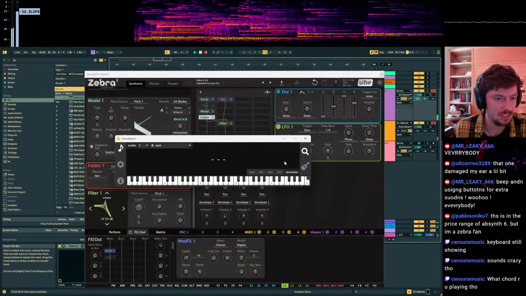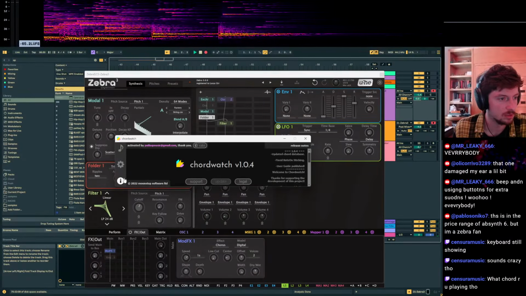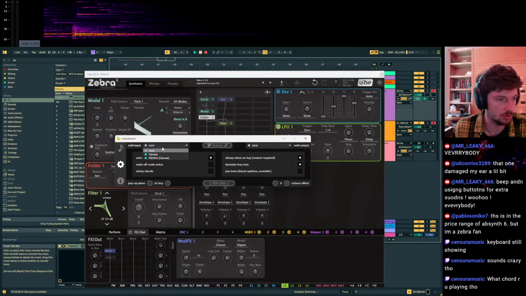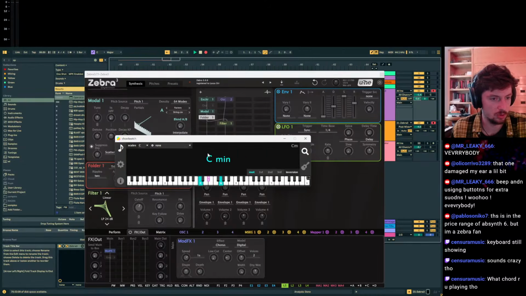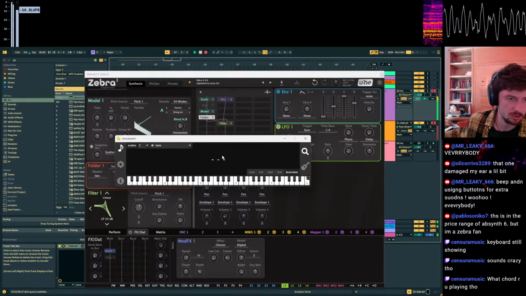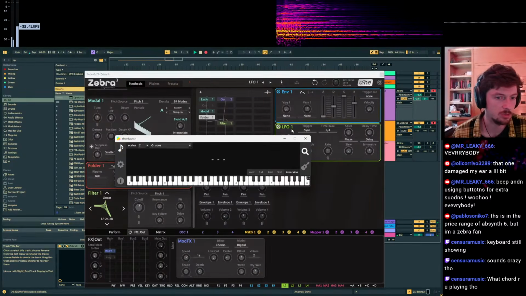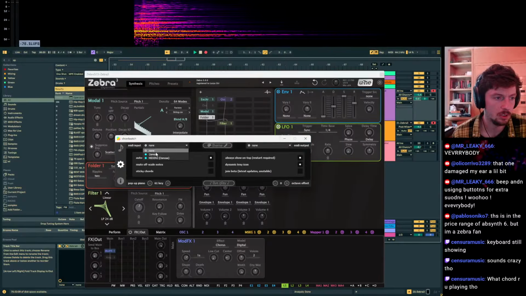Why can't I display both of these at the same time? That's super, super annoying. Chord watch. No, I haven't used this in a while. Auto connect MIDI input, but I wish on top. I mean, I can set this to be Osmose, but when I'm clicked onto it, it can read my keyboard pretty well. If I click off of it, then it just breaks. I don't know.